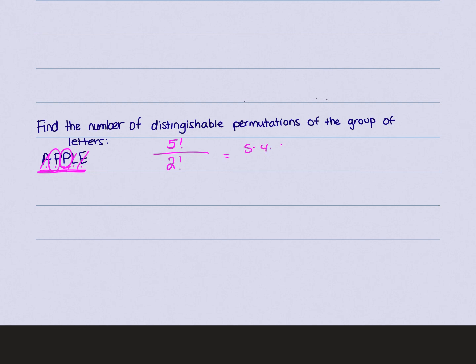So 5, 4, 3, 2 factorial over 2 factorial. And I'm just multiplying these out. 20 times 3, which is 60.